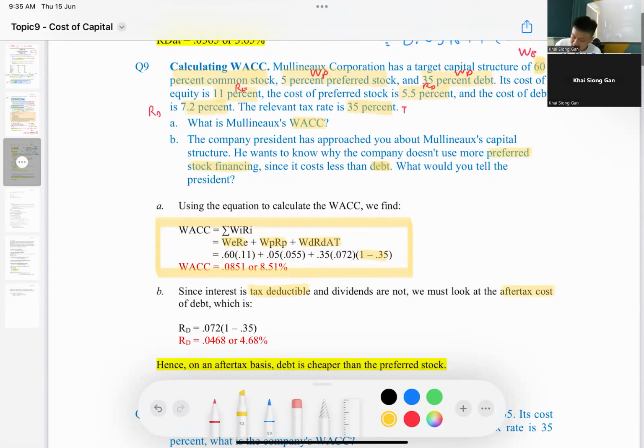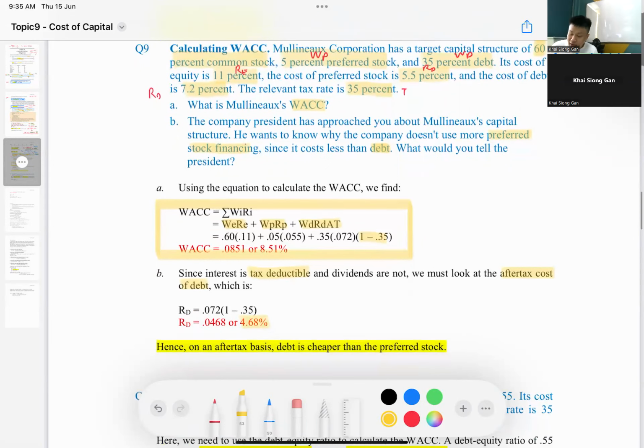So we can see the after-tax cost of debt. Okay, because when you see after-tax cost of debt is only 4.68%. So after tax basis, the debt is actually cheaper. The president forgot to look into the after tax cost of debt. So the answer is this one. Debt is cheaper after you adjust for the tax.